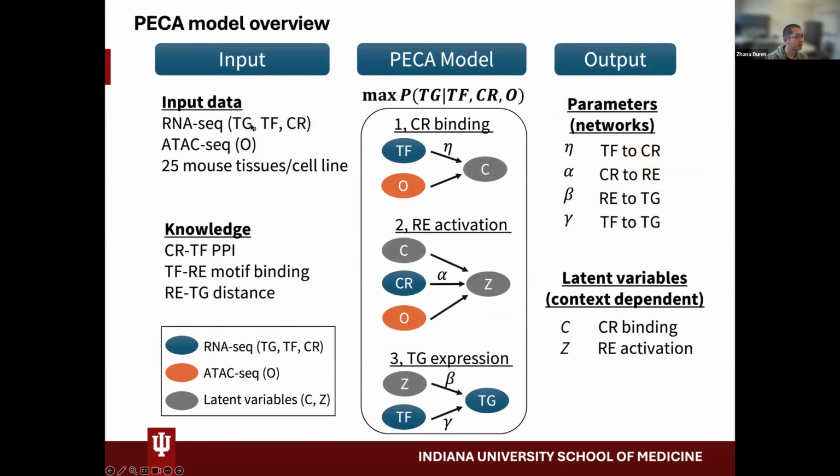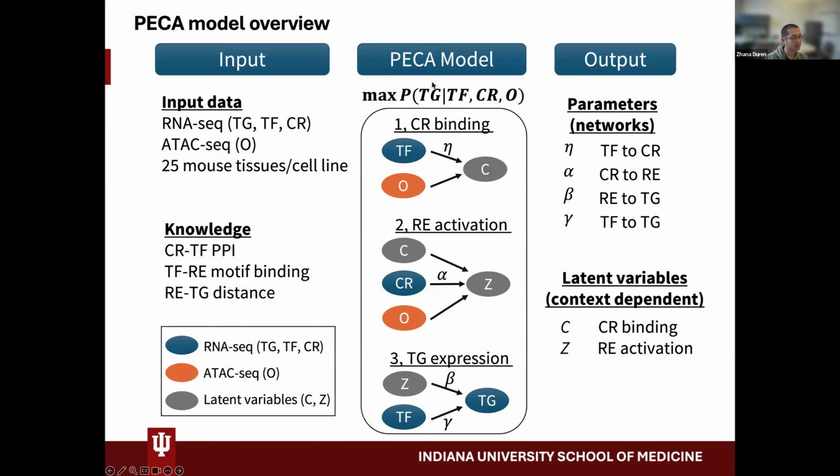Basically, the input data is RNA and ATAC from 25 mouse tissues and cell lines. Later, we also did it for hundreds of human tissues and cell lines. We use the knowledge of PPI. We also use the knowledge of TF and motif matching and their physical distance between enhancers and genes. Then the blue node is gene expression, the orange node is ATAC, and the gray node is a latent variable.